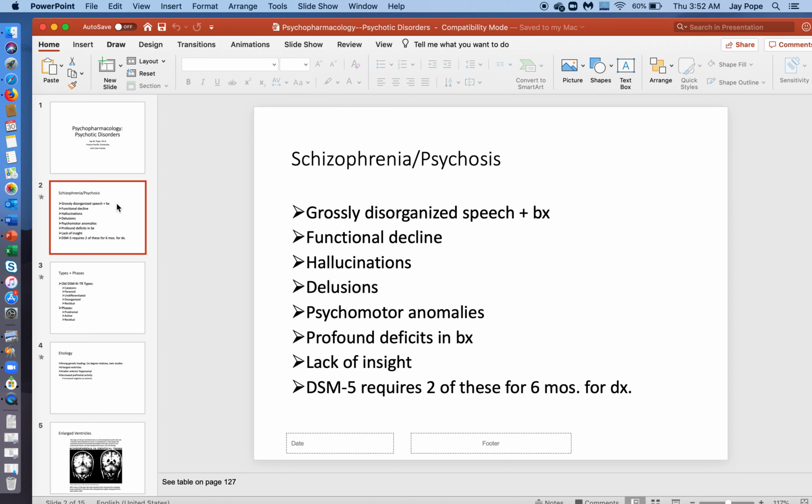And then also, there are profound deficits in behavior. There's a lack of fluidity, there are often errors, there's a lack of coordination sometimes associated with schizophrenia. And often, too, there is a lack of insight.